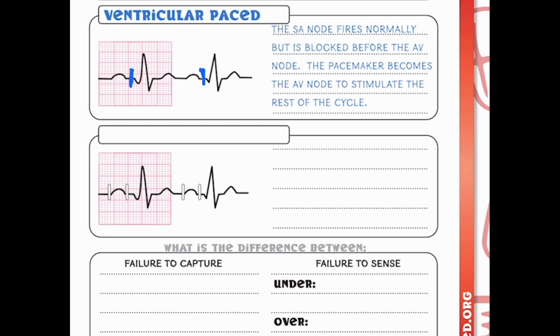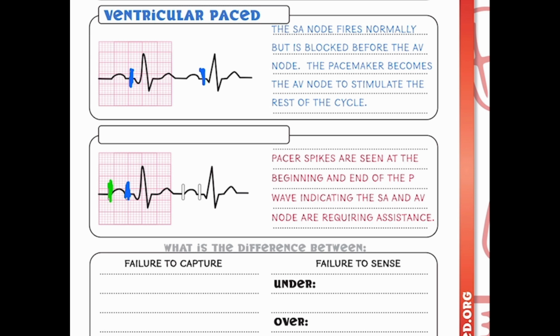And lastly, we see that our spike is present before the P wave and after. So this is telling us that both our SA node and our AV node aren't firing correctly. And both of these guys need assistance. So we're going to be calling this dual chamber paced. So we understand that there are different types of pacemaker devices. We also understand that there are different kinds of pacing.